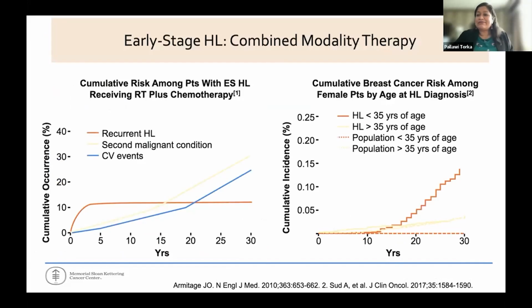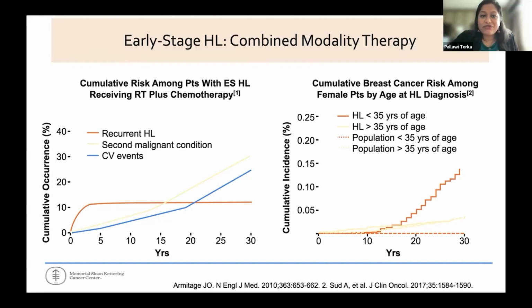All right. So this was the easy part, which was advanced stage Hodgkin lymphoma. I'm going to talk about early stage Hodgkin lymphoma, and I might have to skip a few slides because this is a very, very complicated topic. And I may not be able to do justice to the topic in about 10 to 15 minutes.